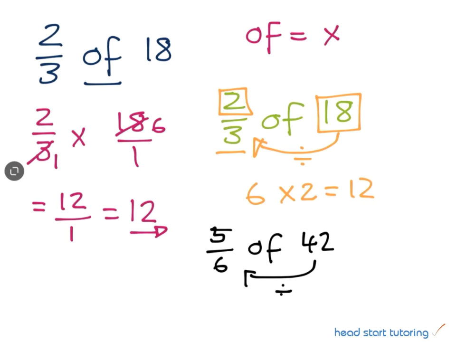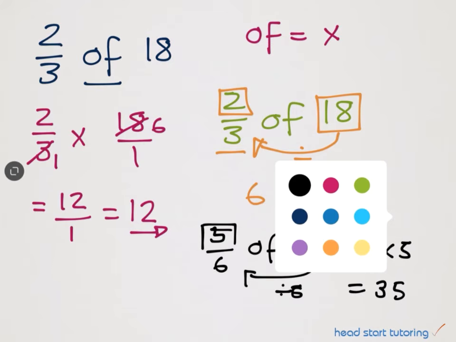42 divided by 6 is equal to 7. So that's equal to 7. Then we need to multiply our 7 by 5, and that gives us an answer of 35. So 5/6 of 42 is equal to 35.